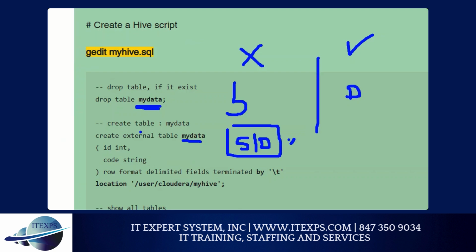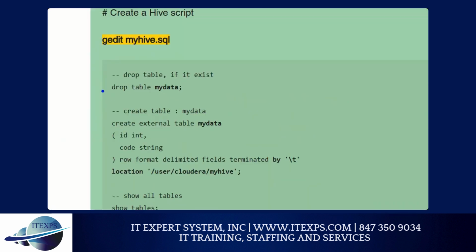Normally, people don't use internal table. Structure and data should be separate. So how do we do that? So drop table, remove the table if it exists. Create external table, my data. You can give any name.